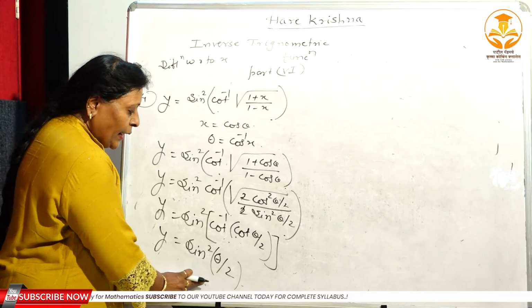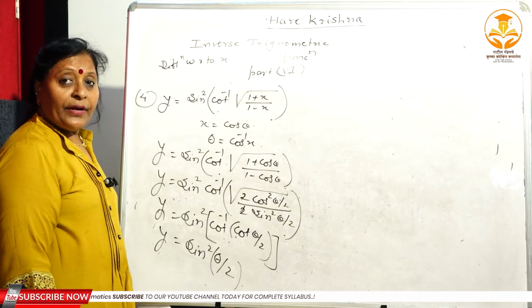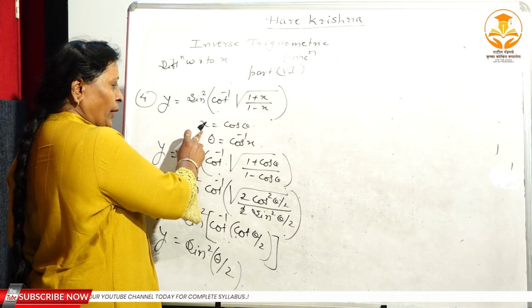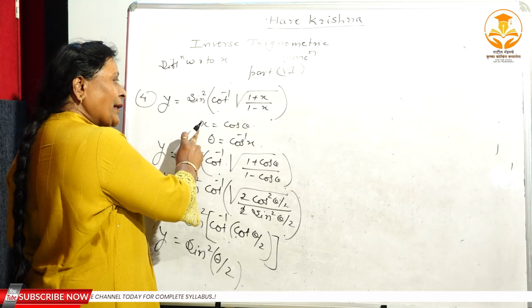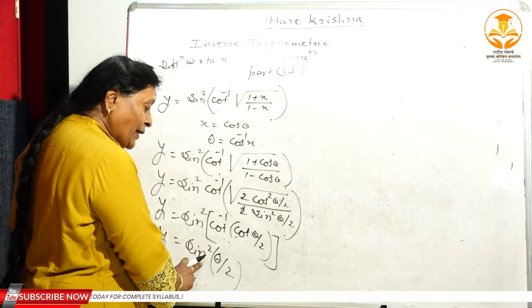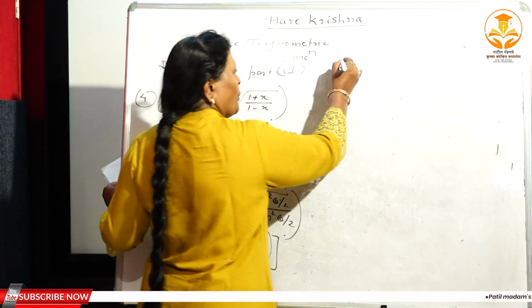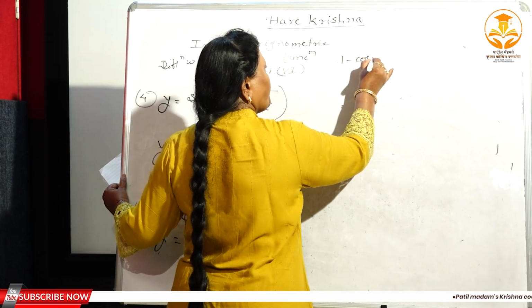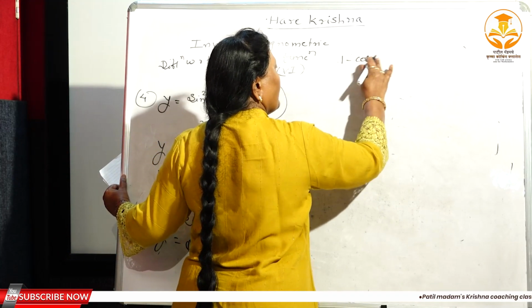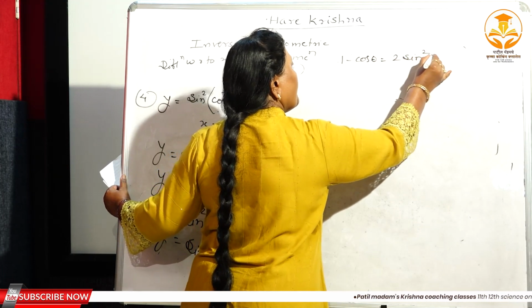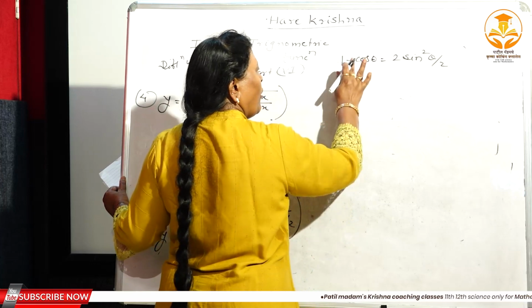Again the problem is this: you have to convert it in the form of x. Now you know cos theta is equal to x, right? Therefore this sin theta also you can convert in the form of x, because you know that 1 minus cos theta is equal to 2 sin square theta by 2, right?